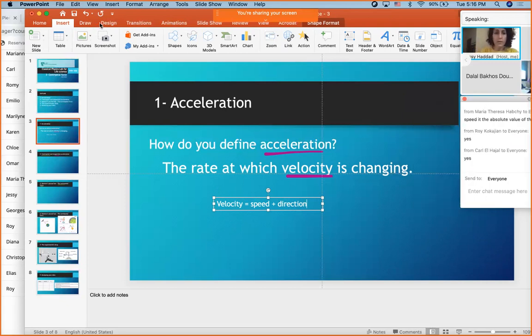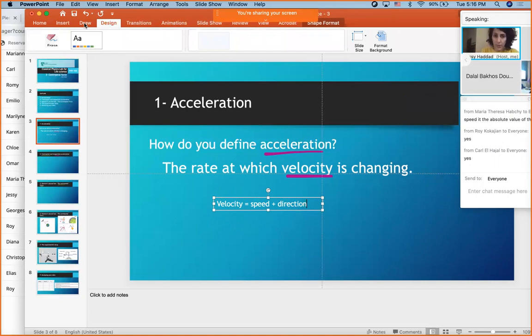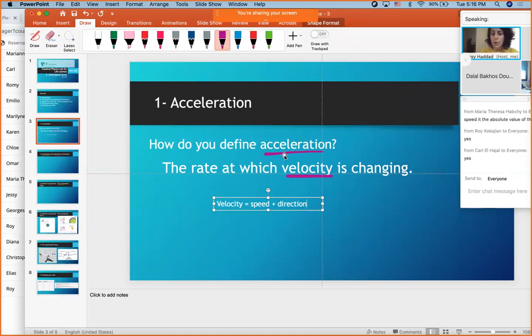All right. So now we have all the picture we need, everything we need. The acceleration is the rate at which velocity is changing. So if the speed is gonna change, I have acceleration. And if the direction is gonna change, I also have an acceleration. So speed changes and or direction changes, I will have an acceleration.